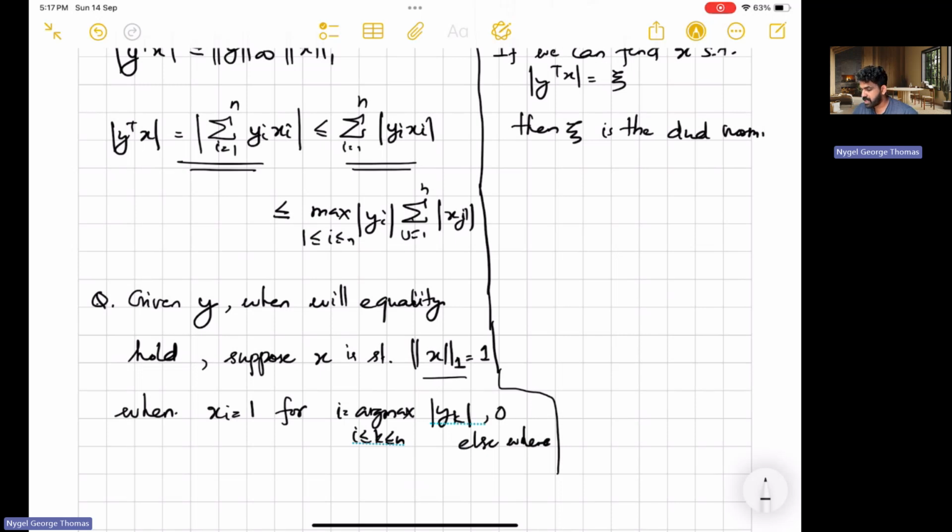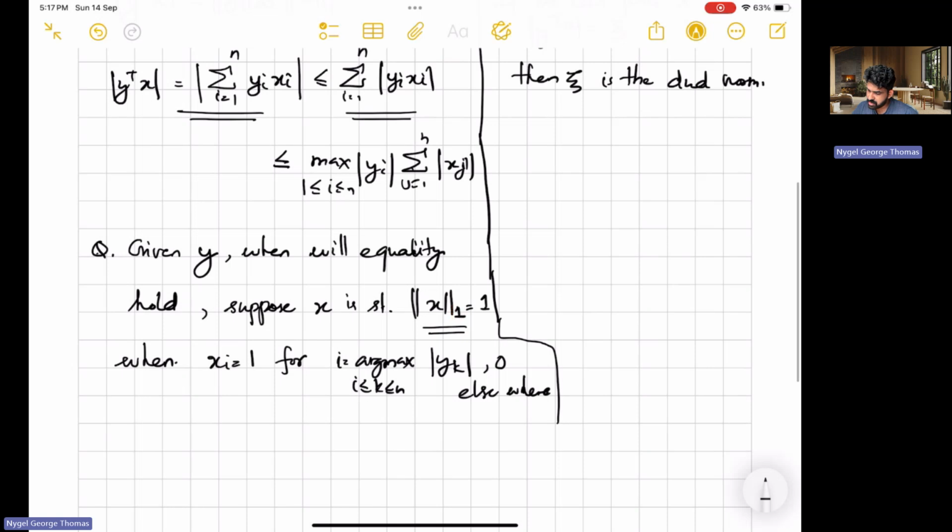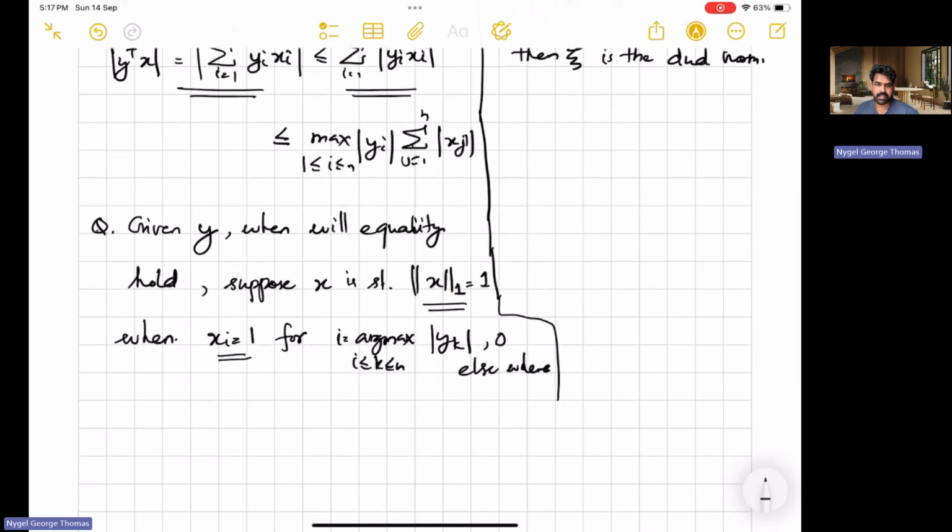But we have already set the constraint that the L1 norm of x is equal to 1. Then this condition must also hold. In that case, equality holds, right? So what we have on the right side is the norm of y transpose x, which is actually equal to the L-infinity norm of y given. Why is it so?